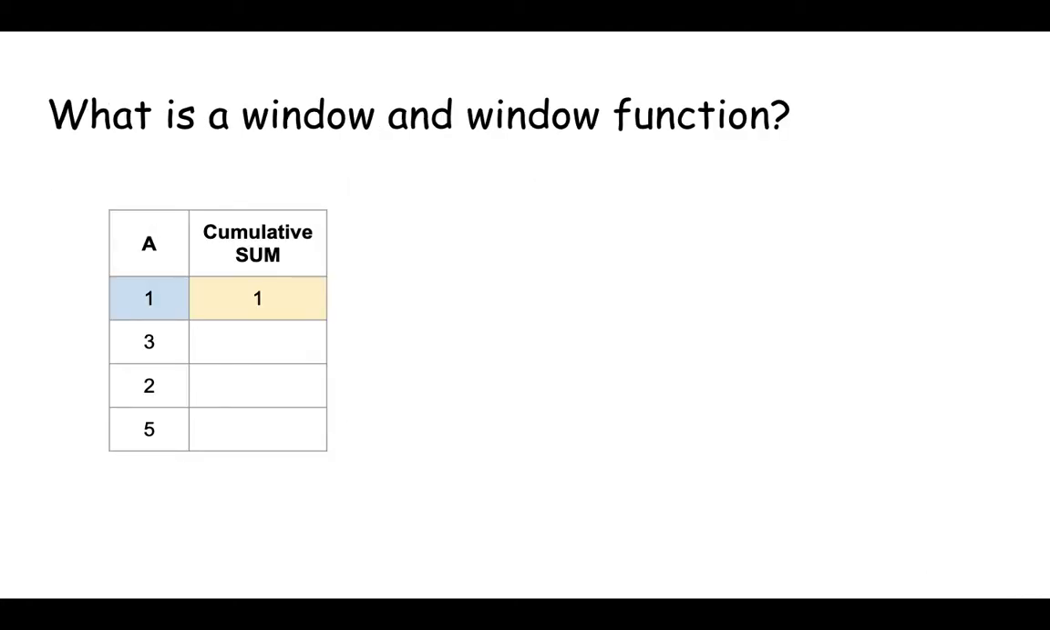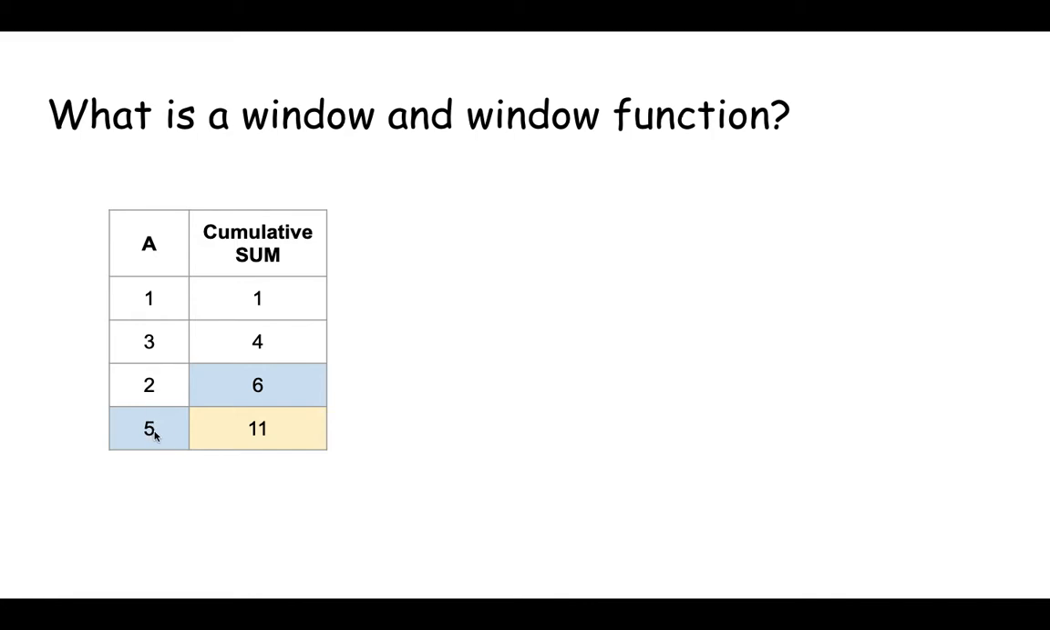Here we are going to do a cumulative sum. I have a table with a column A which has 4 values: 1, 3, 2 and 5. When we do a cumulative sum, we could assume this is more like one window. In this case there's no value above the first, so we just have 1. For the next one we add this 1 with this 3 to get a value of 4. After that we add this 4 with 2 and get 6, and then add 6 with 5 to get 11. That's how the cumulative sum works.